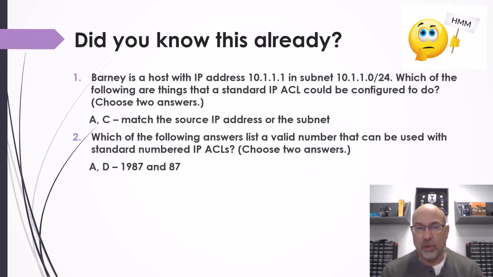All right, did you know this already? Questions. Barney is a host with the IP address 10.1.1.1. Hey, sounds familiar. On a particular subnet, which of the following are things that a standard IP ACL could be configured to do? And the answer is that there were 2 things we could do. We could say, I want to match the particular source IP address, or we could do the subnet. We could do both of those with standard ACLs. Which of the following answers lists a valid number that can be used with standard numbered ACLs? Well, with standard, right, remember that there are 1 to 99, and then there's that whole group above that. So the answers were 1987 and 87 were available.